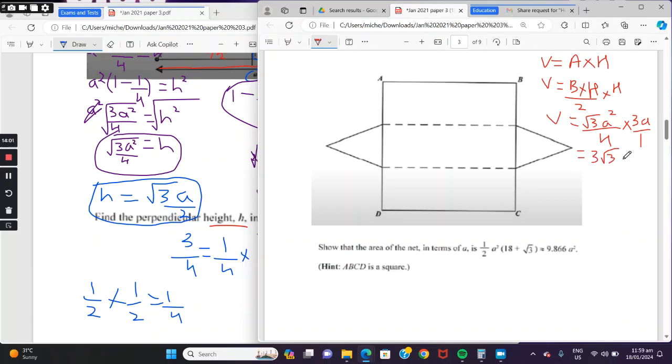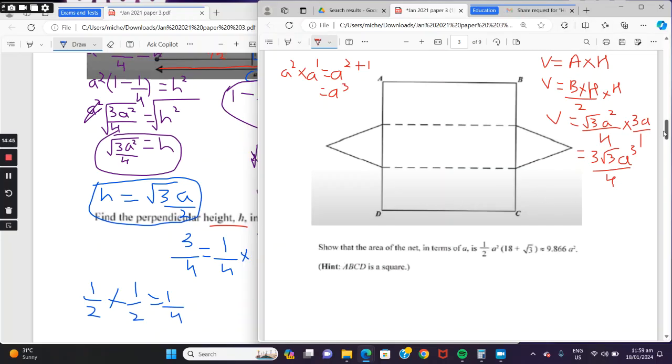You put the a cubed, because you have to multiply the a squared by the a, right? So you add the powers because they are multiplying, and you will get a to the power of 3, or a cubed, and then below, 4 by 1 is 4. Okay, so that's the answer for the volume. So moving on to the next part.